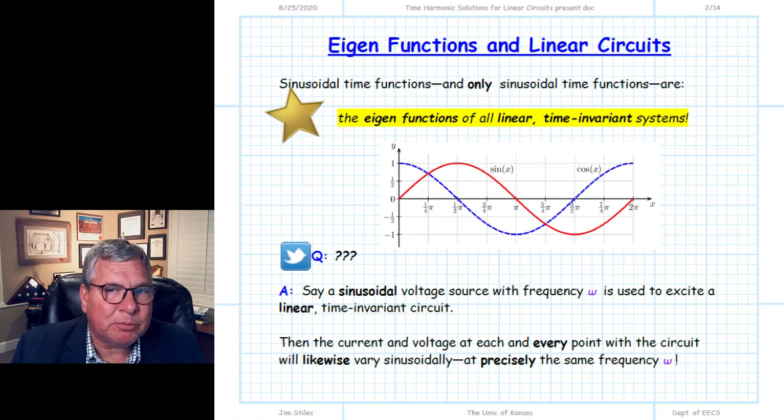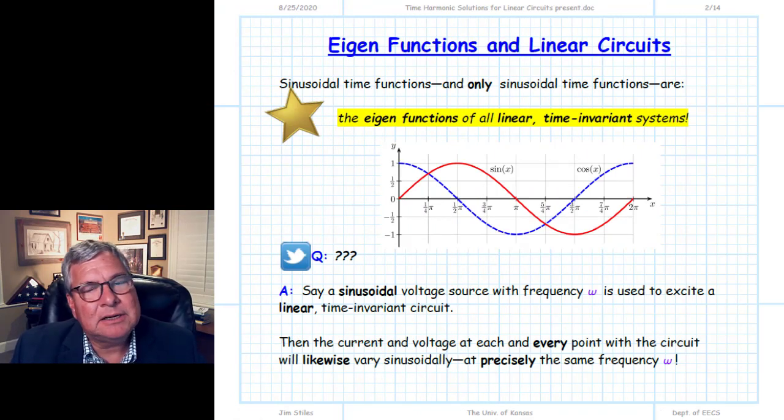So what is the special property that sinusoids possess? It turns out that sinusoids are the eigenfunctions of all linear time invariant systems, and therefore the eigenfunctions of all linear time invariant circuits. Now, the question is, what does that mean?